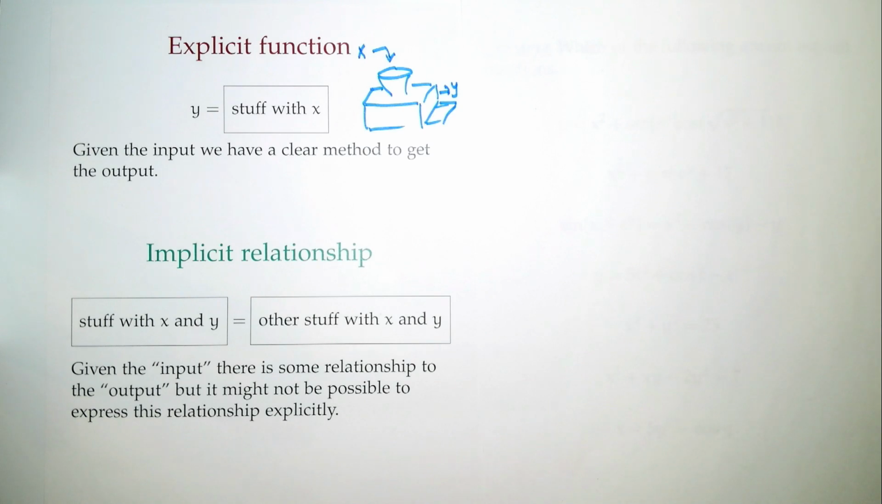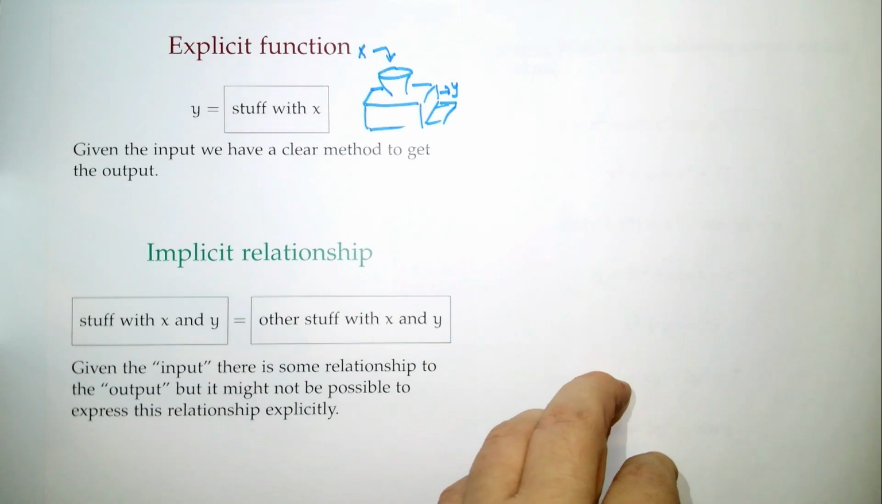But there's other ways to think about functions, and there's other ways to get relationships. There's another thing called an implicit relationship, where you have stuff with x and y is equal to other stuff with x and y. So you may not necessarily be able to solve y explicitly. So what does that mean? Well, does it mean that y is not a function of x? And the answer is no. Y will still depend on x. It's just we can't get a nice formula for it in all cases.